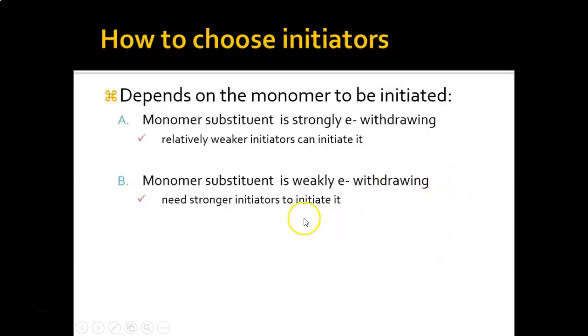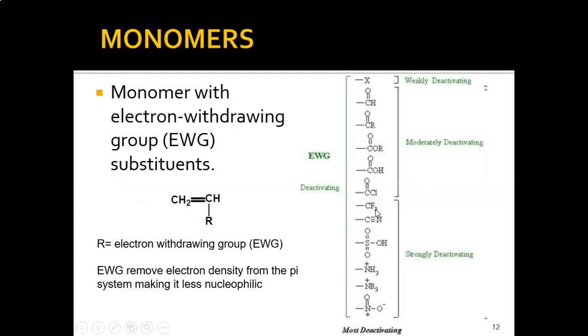How to choose the initiator? It depends on the monomer to be initiated. We have monomers whose substituent is strongly electron withdrawing, and monomers whose substituent is weakly electron withdrawing. For strongly electron withdrawing monomers, we need to use a weak initiator. And for monomers that are weakly electron withdrawing, we need to use a strong initiator.